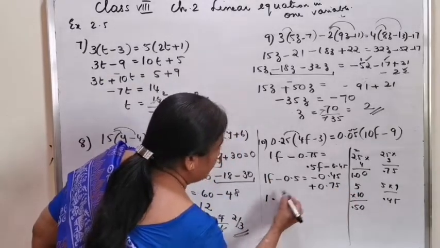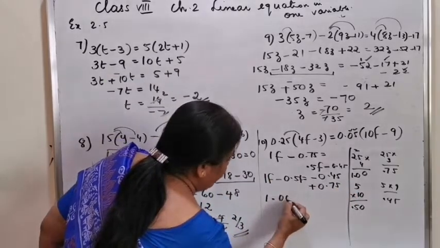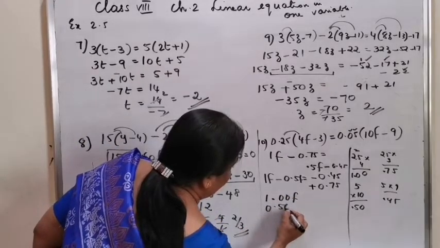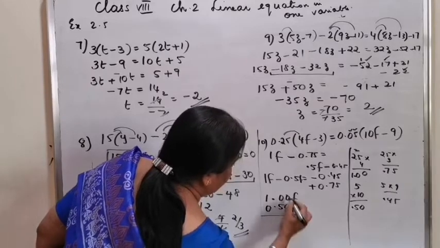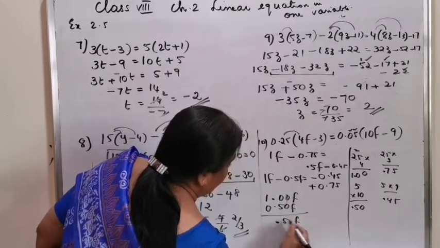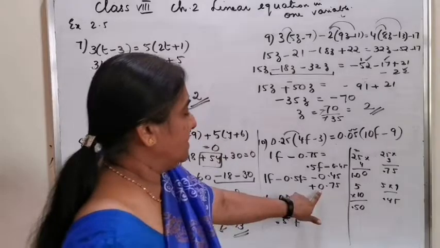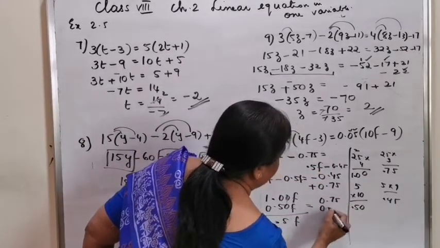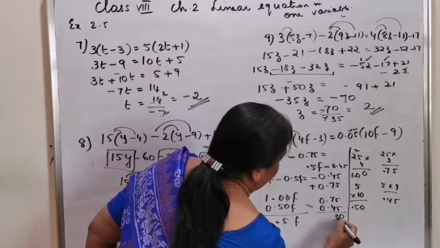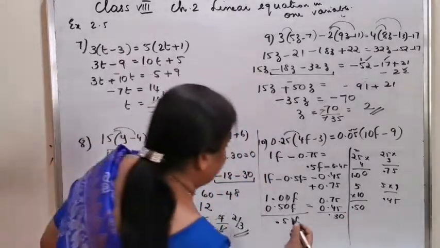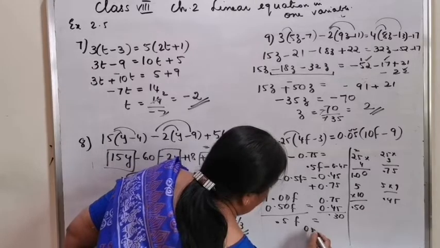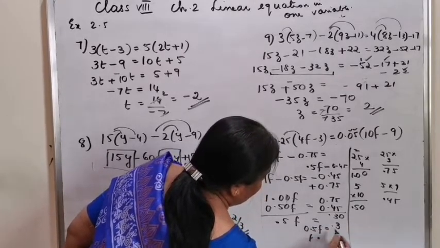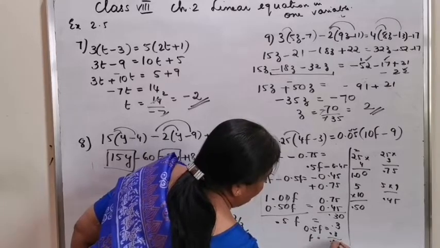1f, that means 1.00f minus 0.50f. This is how you will write, no need of this. It's 0.5f is equal to 0.75 minus 0.45, which is 0.3. That is 0.5f is equal to 0.3, f is equal to 0.3 by 0.5.